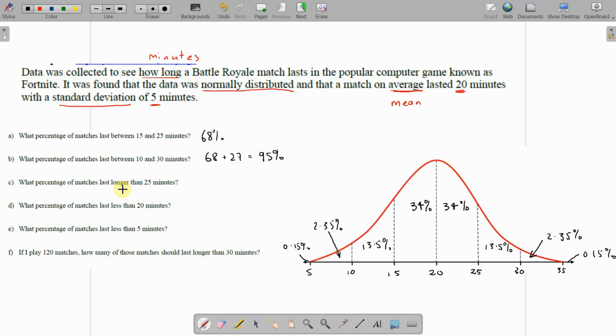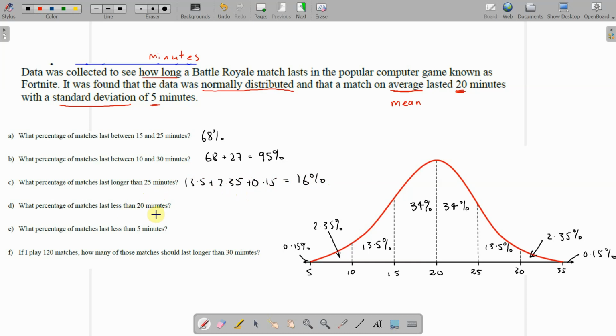What percent of matches last longer than 25 minutes? Longer than 25 are these three: 13.5, 2.35, 0.15. So we just add 13.5 plus 2.35 plus 0.15. That adds up to 16%. Only 16% of the matches last longer than 25 minutes.